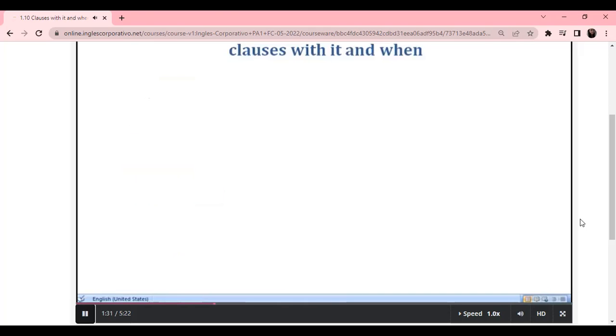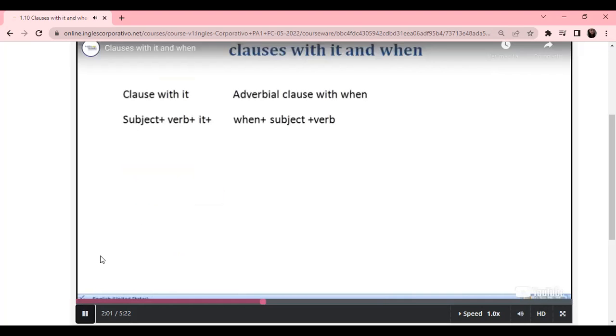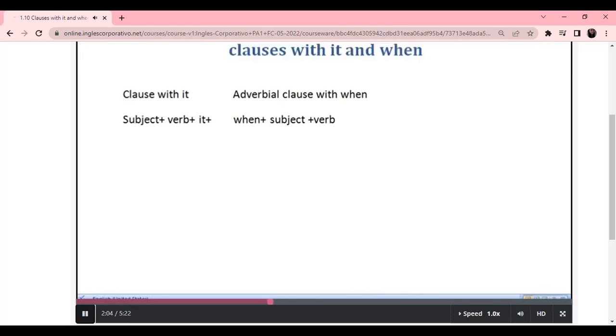So let me just quickly present the structure and how to formulate this kind of complex sentence. When we say clauses with it and then clauses with when, really what we're saying is that we want to express things that we like, that we don't like, or that we're neutral about in any given situation. So let me present the structure here. We want to use clauses with it and then adverbial clauses with when, in order to express the things that we like, the things that we don't like, or the things that we might be neutral about.